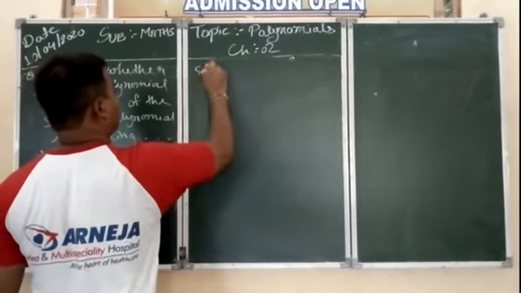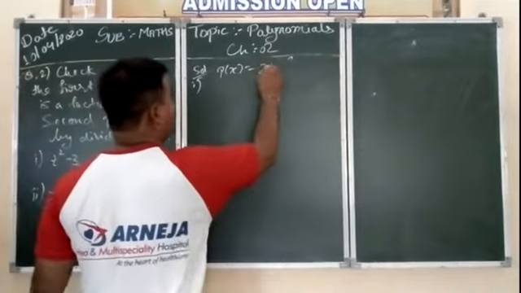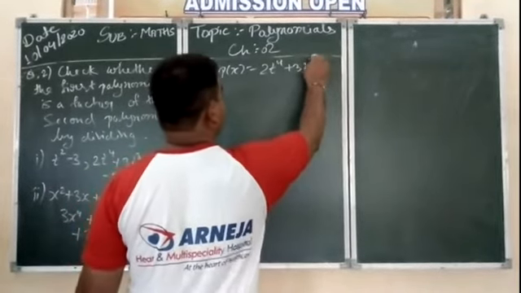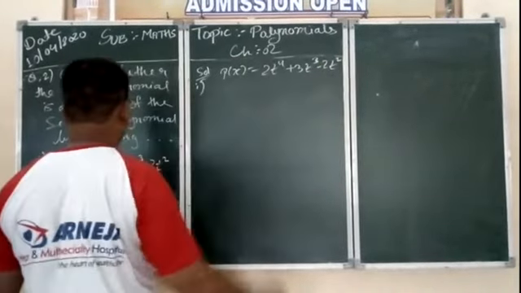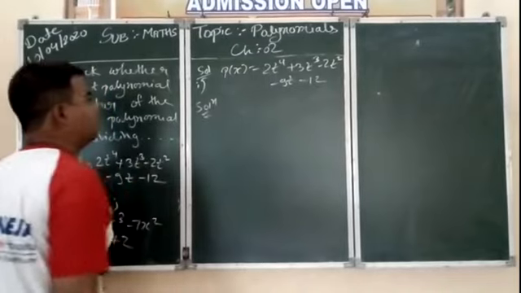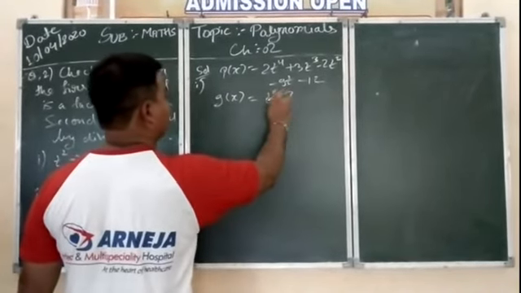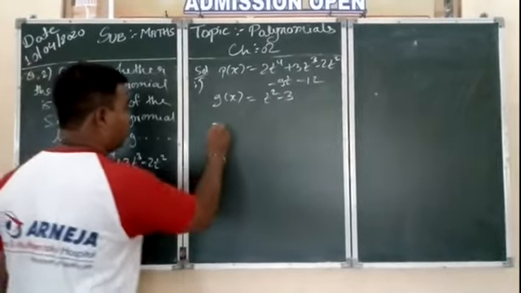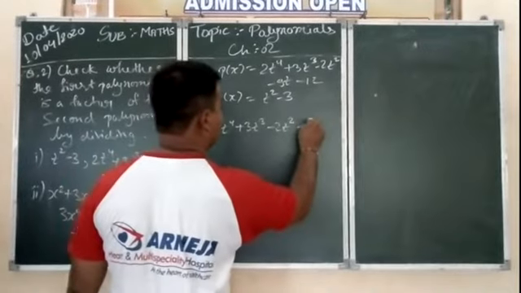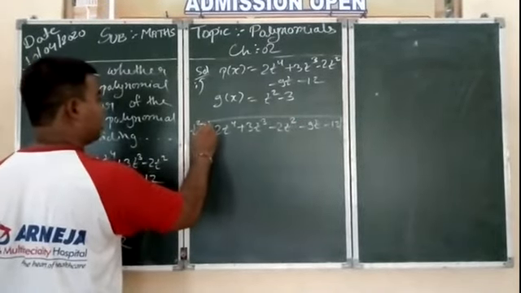So solution: p of x is given, 2t raised to power 4 plus 3t cube minus 2t square minus 9t minus 12, and g of x is given, t square minus 3. So we divide 2t raised to power 4 plus 3t cube minus 2t square minus 9t minus 12 by t square minus 3.